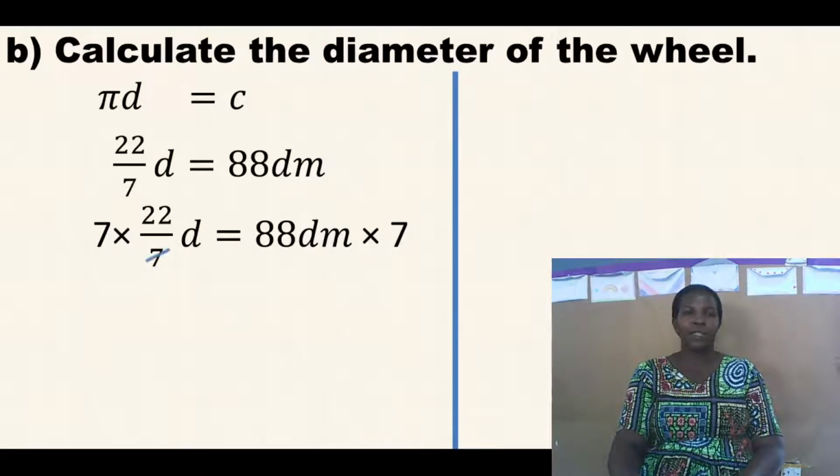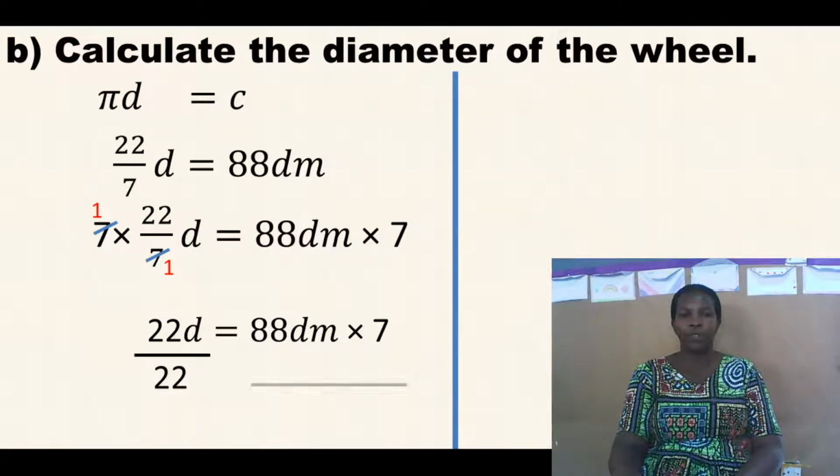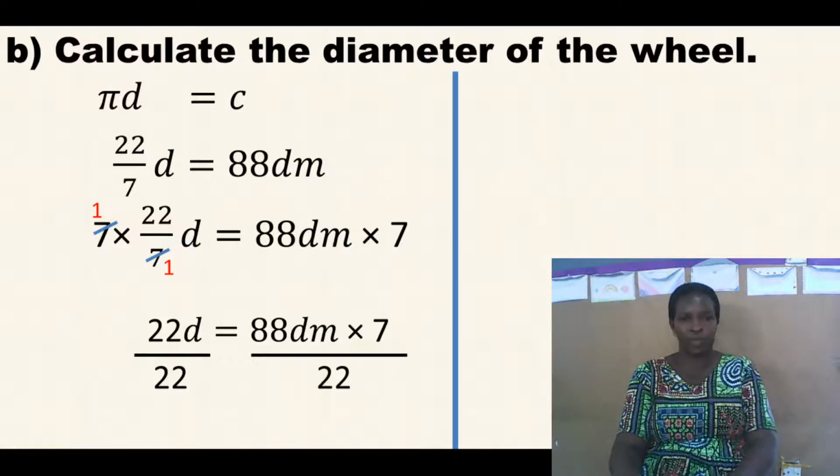Next step, we shall cancel 7 divided by 7, we come up with a 1. Let me hope you all follow me. So in our next step, we shall have 22 times the diameter is equal to 88 decimeters times 7. From that step, we shall divide on both sides by 22. Even on this other side, we shall divide by 22.